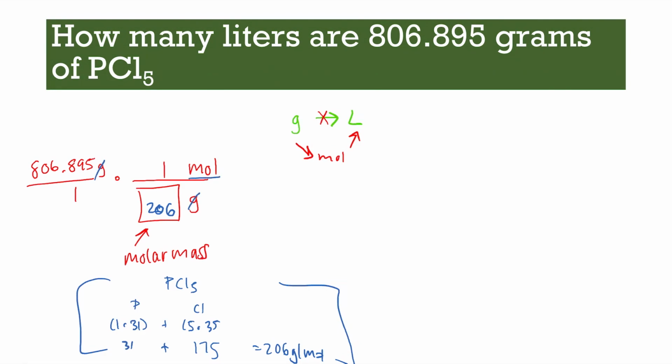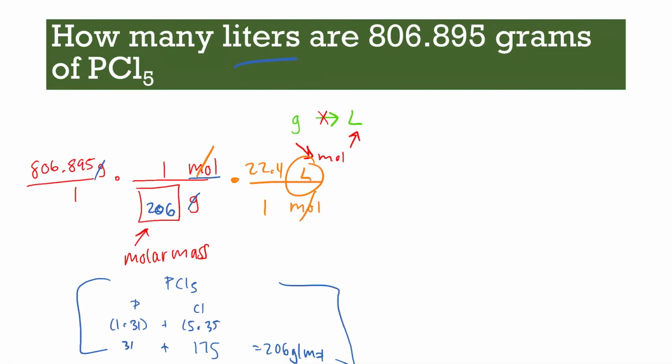Now, our grams canceled and we're in moles. But that's not where we want to end up. We want to end up in liters. So we have to do another step. We want moles to go away. We want to end in liters. And we know in 1 mole, we have 22.4 liters. So now your moles cancel, and we're left with liters. That's where that multi-step comes in.